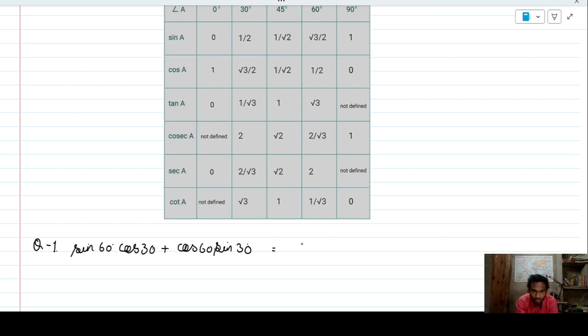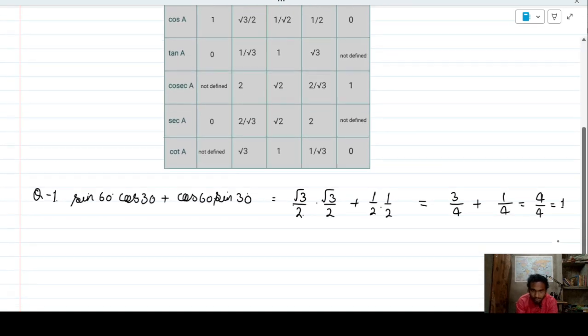We know that the value of sin 60 is root 3 upon 2 and cos 30 also root 3 upon 2, plus cos 60, value of cos 60 is 1 upon 2 and sin 30 is 1 upon 2. Then root 3 multiply root 3 equal to 3 and 2 multiply 2 is 4, plus 1 multiply 1 is 1 and 2 multiply 2 is 4. 3 plus 1 is 4, 4 upon 4 equal to 1. Okay.